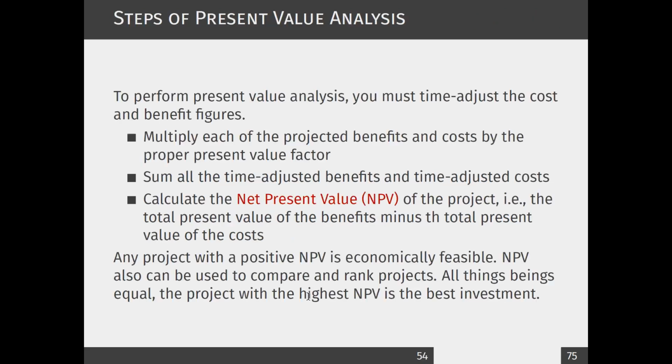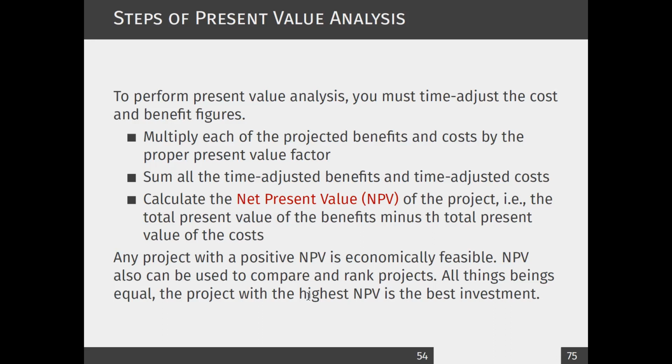Right, now let's look at the steps. If you want to put it in present value analysis, you have to adjust the timing and also the cost and benefit figures. How are we going to do this? We need to multiply each project's benefits and costs, then sum all the time-adjusted benefits and time-adjusted costs. That means we have to evaluate today's value.